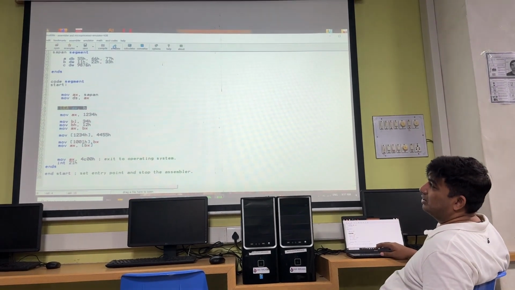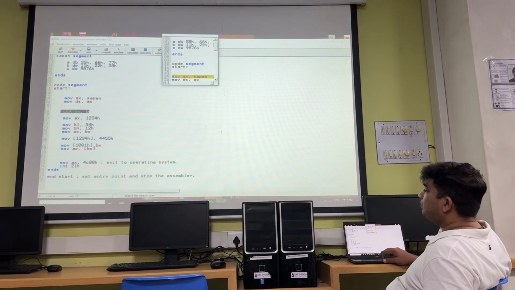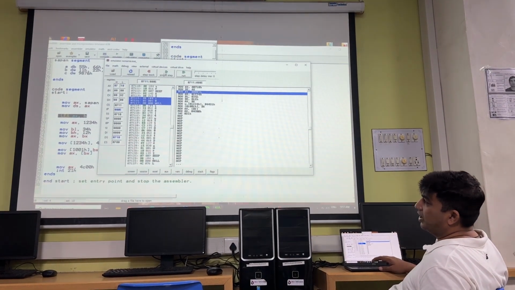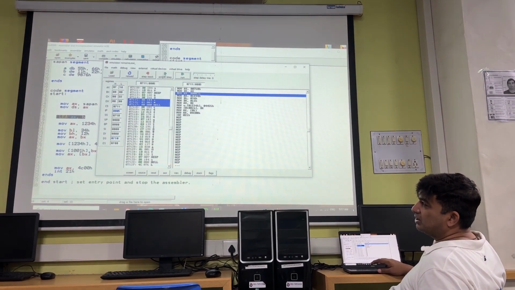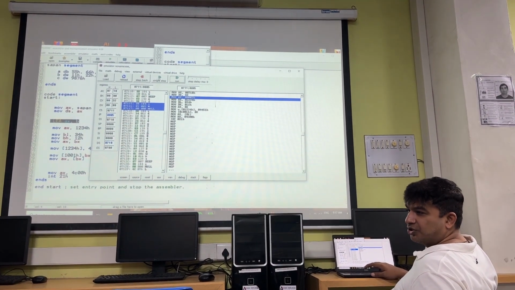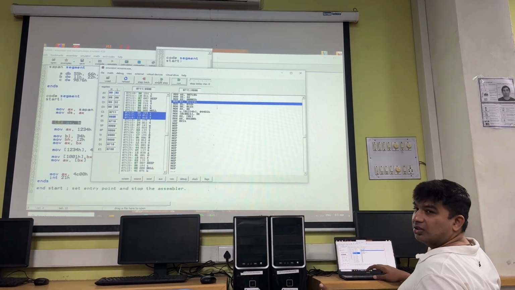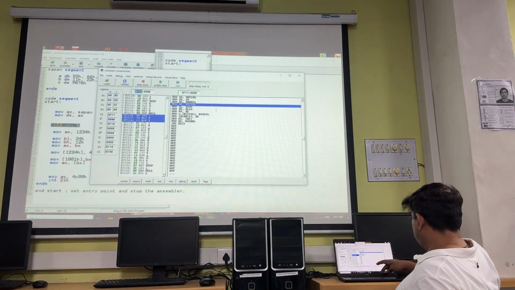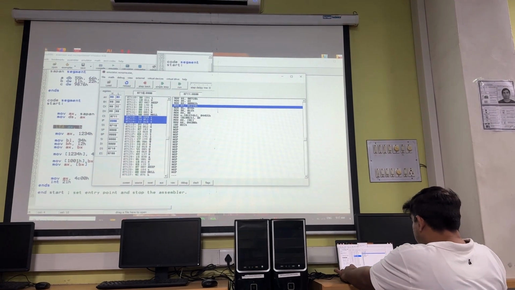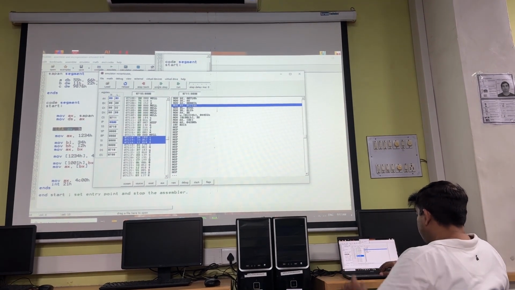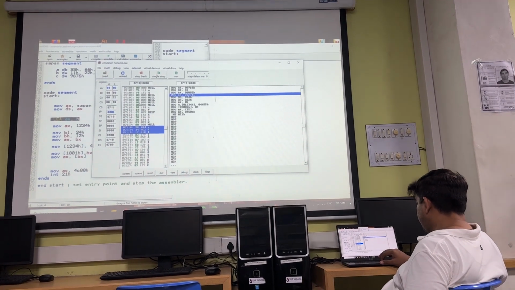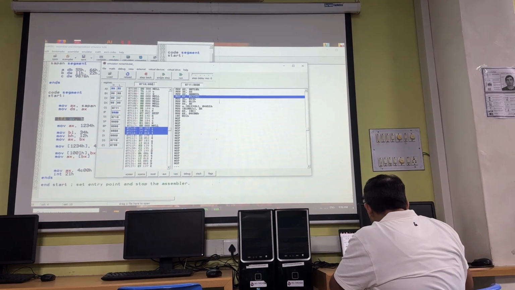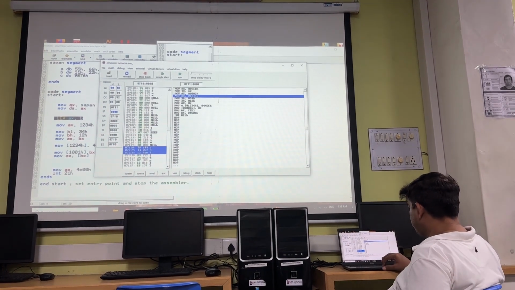Let's see. So this is my first instruction, second instruction, done. Now when I execute this line, my AX will contain 0 0 0 3. Yes? Now go to your data segment. 0 7 1 0 colon 0 0 0 0, enter. Done. This is your data.